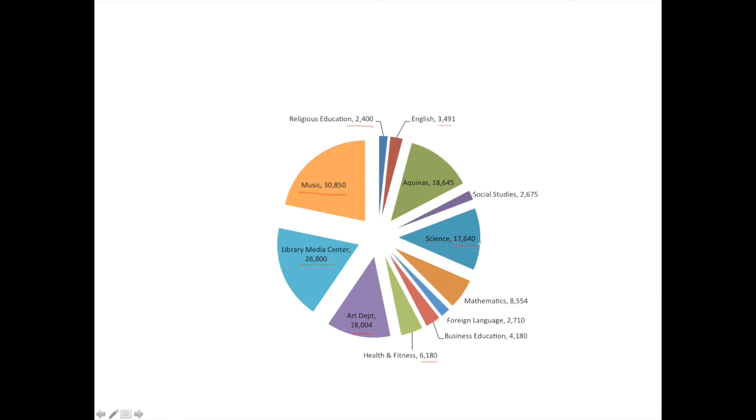The same with science, $17,640. And you'll say, that's a lot of money. It is, but when you have to buy the materials to run a biology class, a physics class, a chemistry class, it's much more expensive than it is to run and to teach an English class. So that's really important. And again, you suddenly look at the dollars associated with it. And that's important to look at.